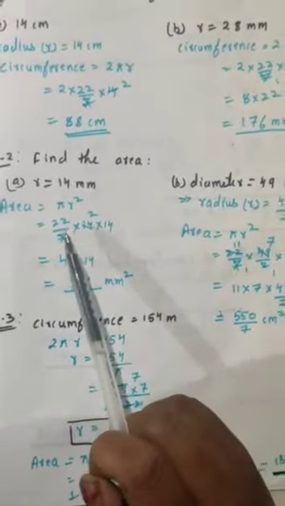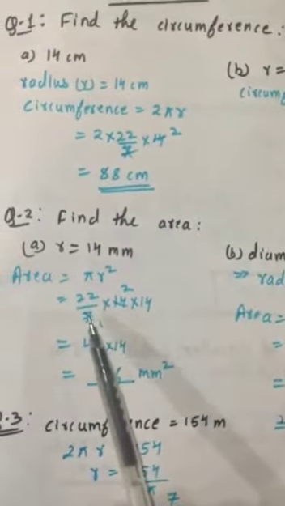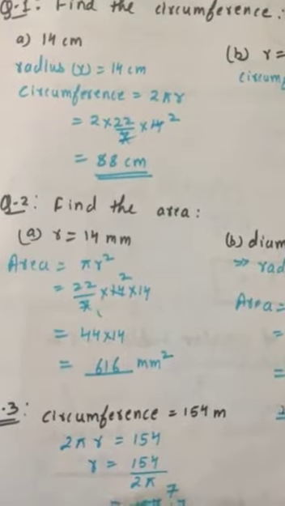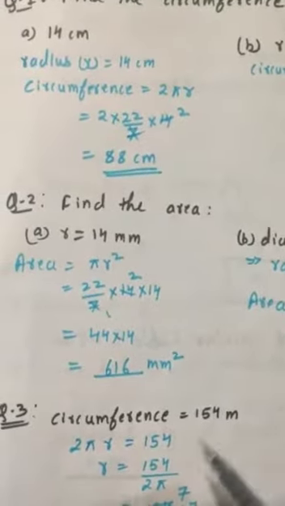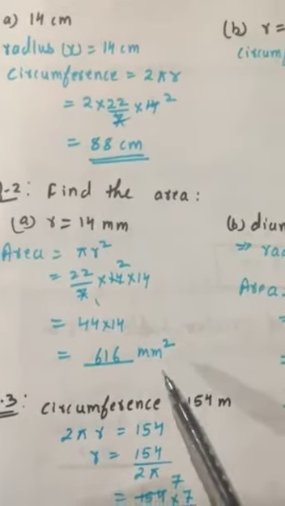So you just put the value, which is 22/7 into 14 into 14. Okay, so this way the answer will be 616 millimeter square.